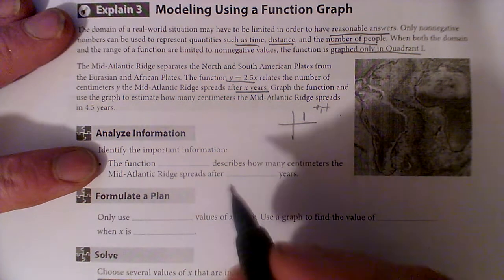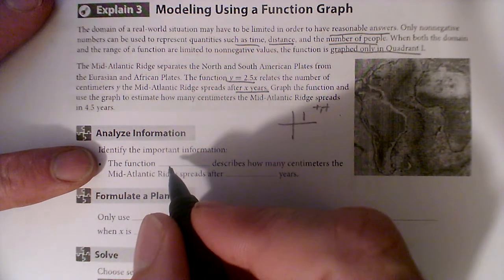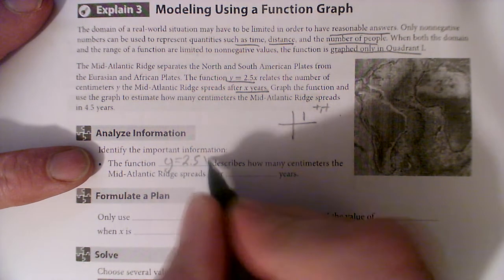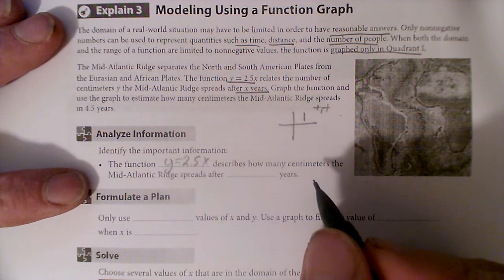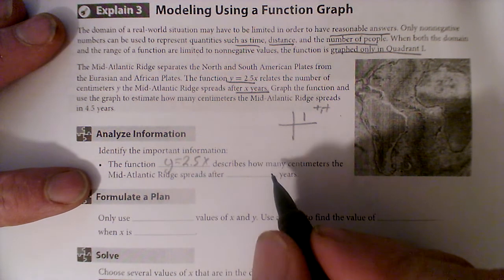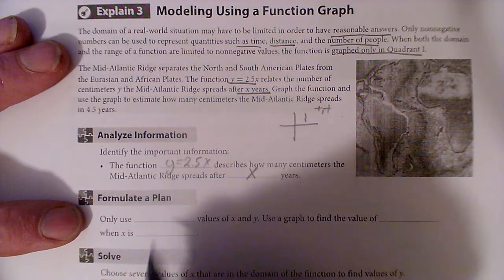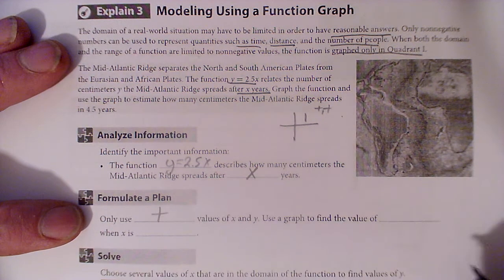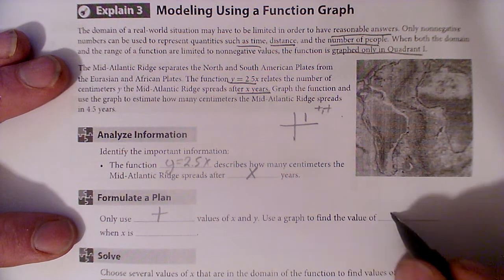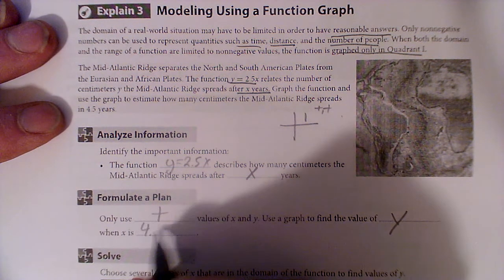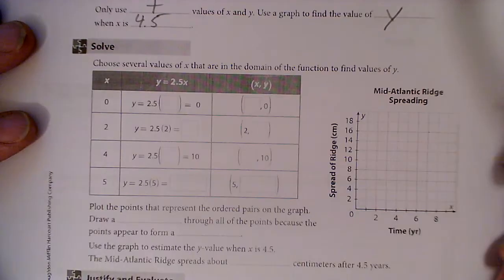The function, they just gave it to us, all right. Y equals 2.5x determines how many centimeters the Mid-Atlantic ridge spread after, well, in this case, they have a variable in there, x years. Use only positive values of x and y. Use the graph to find the value of y when x is, it looks like 4.5. All right, so we can graph stuff.